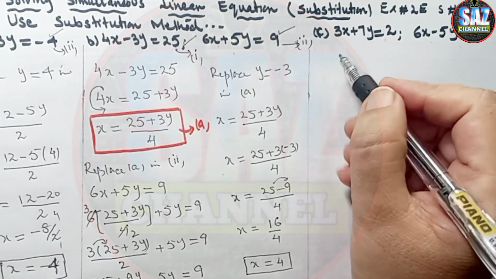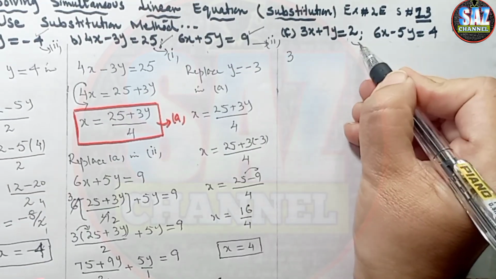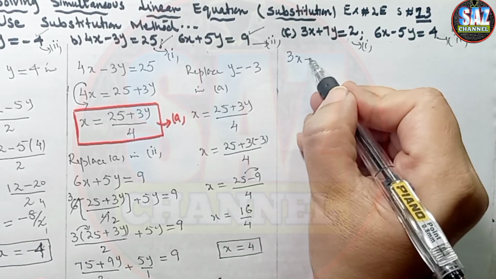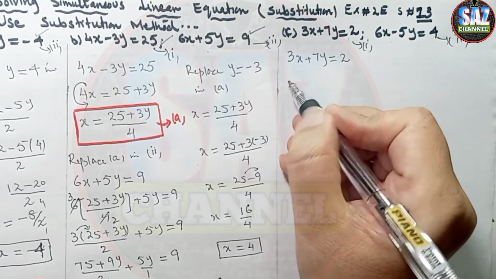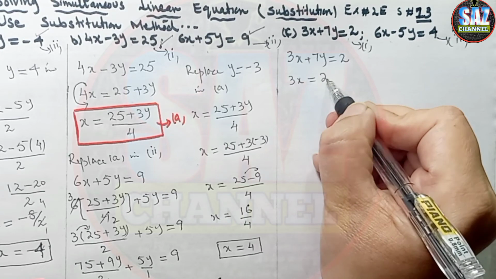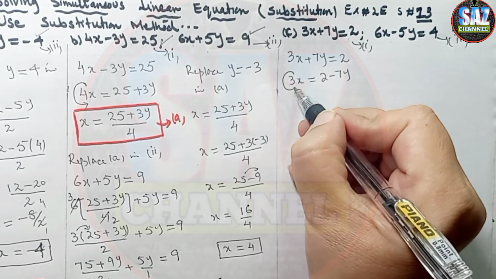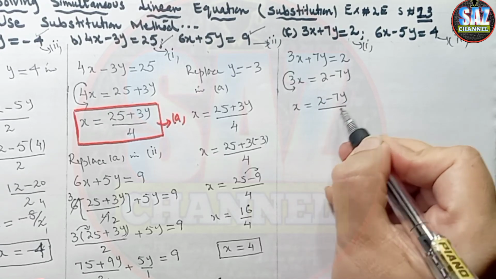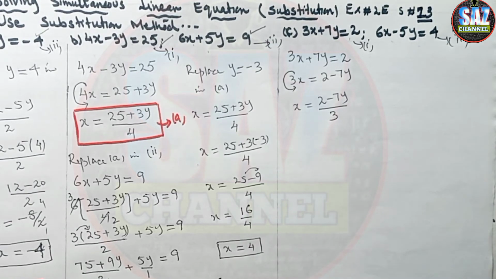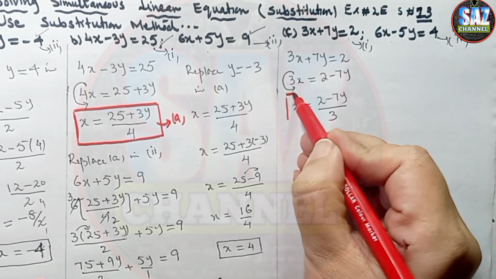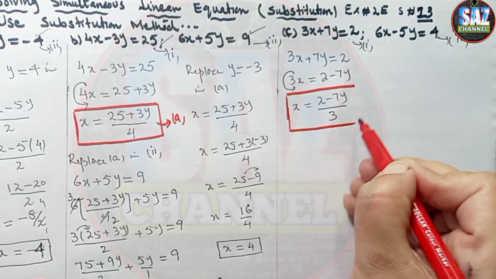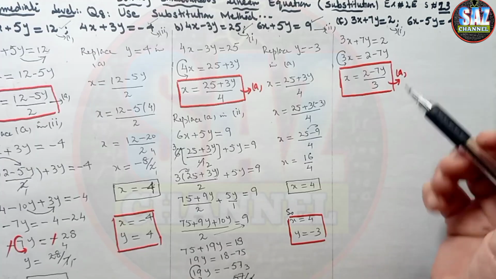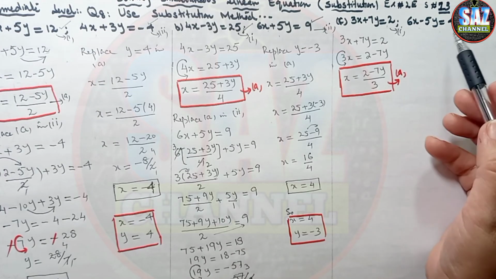Let me take equation 1, and equation 1 can be written in the form 3x plus 7y equals 2, 3x equals 2 minus 7y, and x equals (2 minus 7y) by 3. Let me block this expression, the value of x. Here we are making x the subject of the formula, and let it be 1A. Now I have to replace this value of x in equation 2.